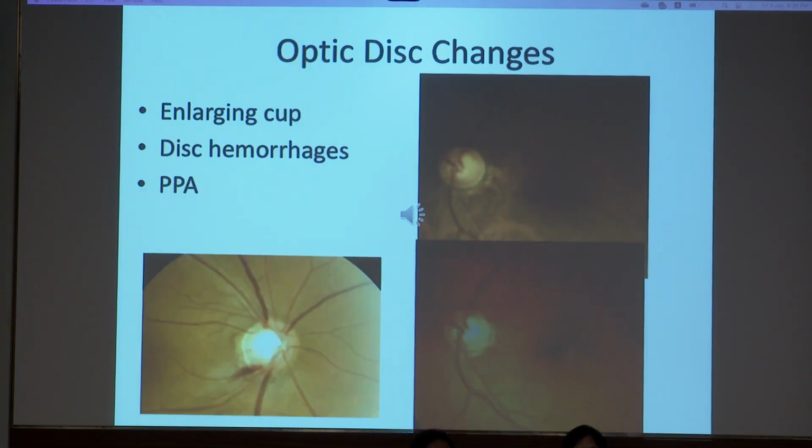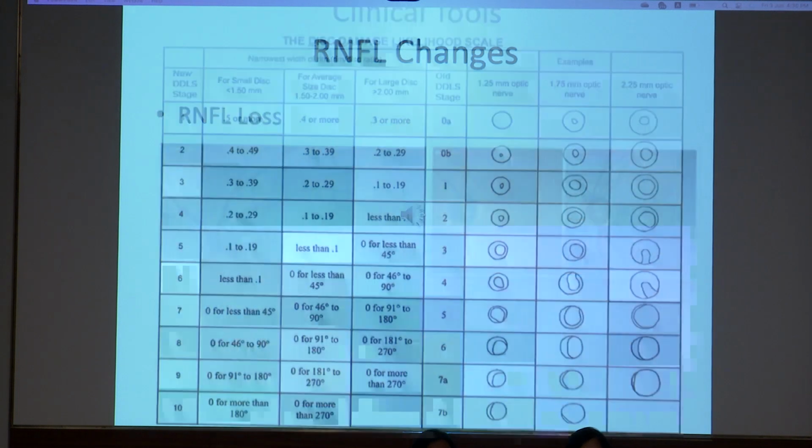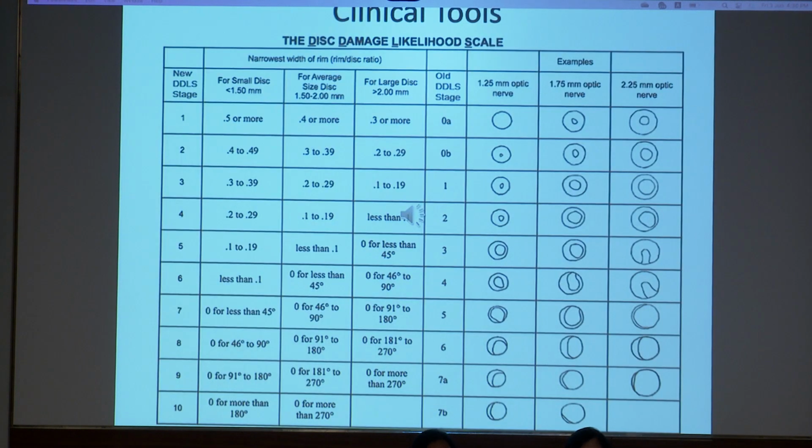Probably the most definite sign for glaucoma progression are changes on the optic nerve head. An enlarging cup, development of disc hemorrhages, or increasing peripapillary atrophy all indicate towards glaucoma progression. Changes in the retinal nerve fiber layer, such as a progressive loss of RNFL, is an indication of progressing glaucoma. Tools such as the disc damage likelihood scale may be utilized to document progression.